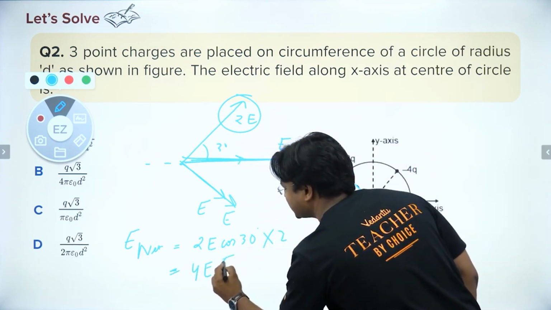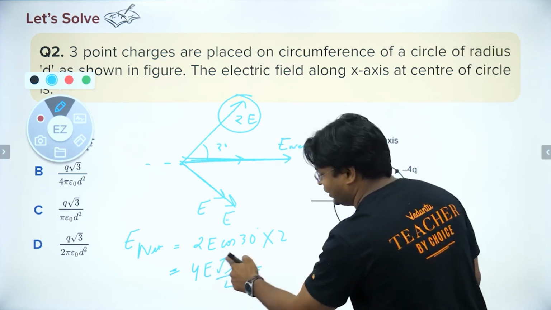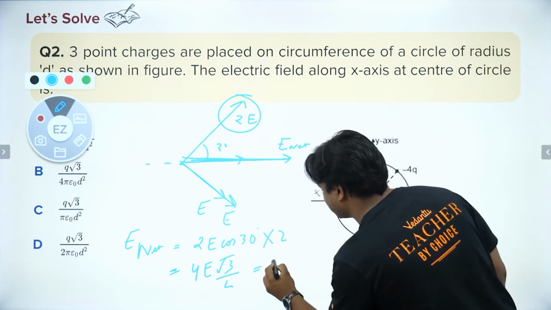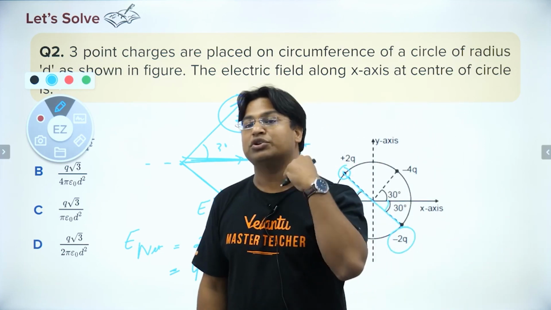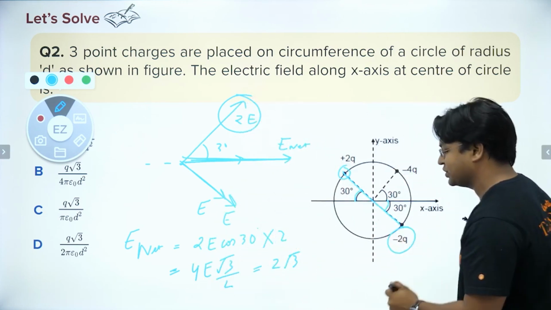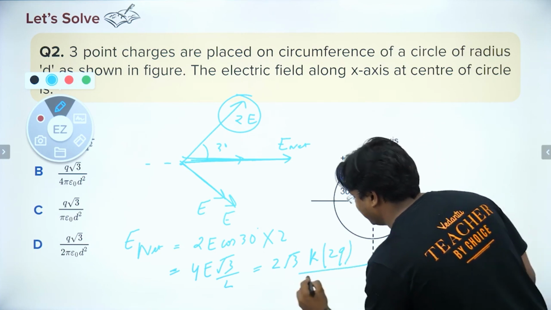All right, so the rest is calculation. Actually, you can do it yourself also, but I'll just finish it. So 4E cos 30 is going to become 2 root 3 into E, and E is what? E is the contribution due to one particle. That was the minus 2q charge. So I'm going to write K into 2q divided by R square.